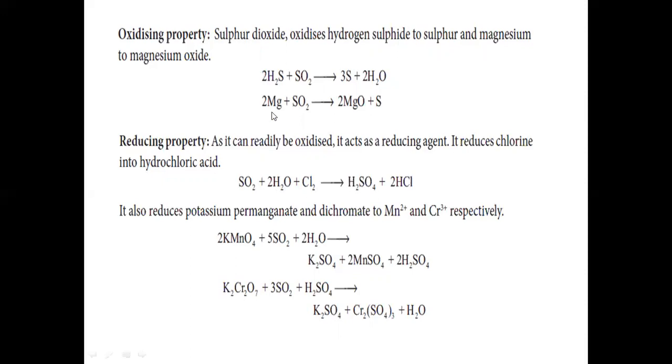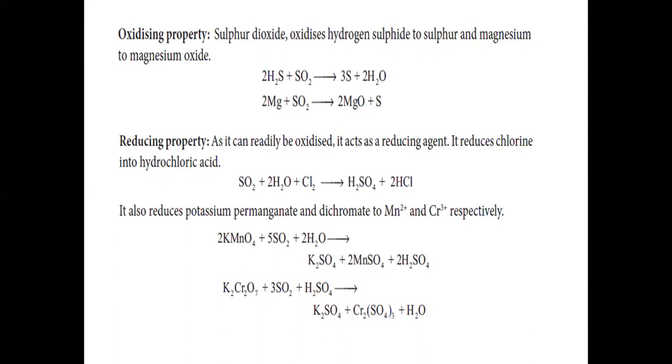Here magnesium is in the 0 oxidation state. This changes into MgO, so Mg is in the +2 oxidation state. The number is increasing, so we call it oxidation. So next one is the reducing property. As it can already be oxidized, it acts as a reducing agent.